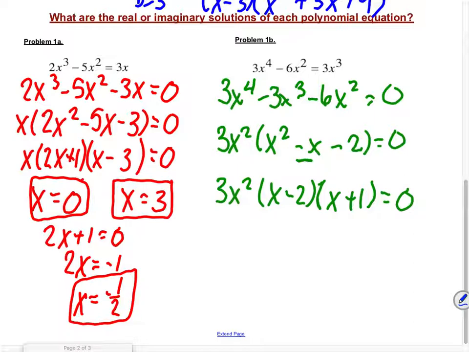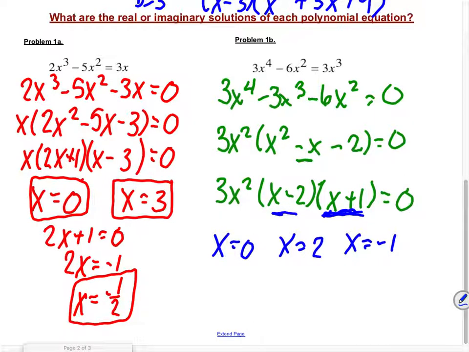What's my 0 here? 3x squared. My 0 here, I want this one. X equals 0. X equals 2. X equals -1. What's my 0 here? X equals 2. X equals 0. What is my 0 here? X equals 0.